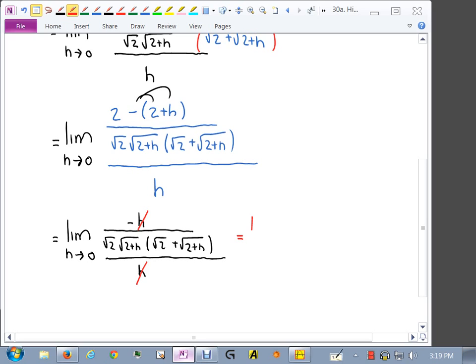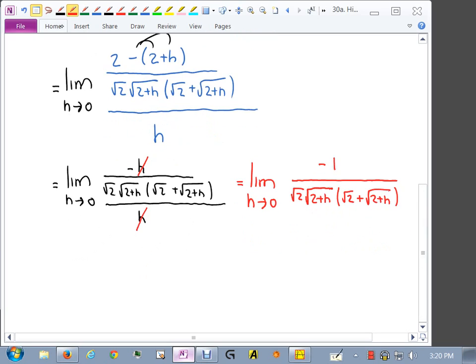I'm going to go one more line, even though you're probably ready to let h go to 0. Just want to make sure we're all in the same place here. I have now a negative 1 on top, and on the bottom, root 2 plus h, parentheses, root 2 plus root 2 plus h, close parentheses. Now let h go to 0. So no more limit, okay? No more limit. Here it is.